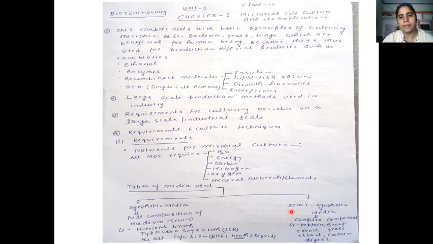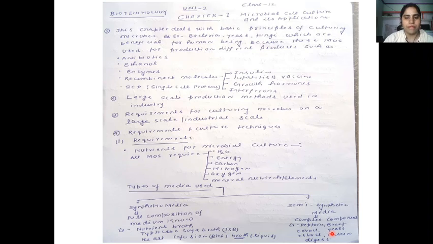Next is the semi-synthetic media. In semi-synthetic media, some complex components are added, such as peptone, beef extract, yeast extract, and casein digest. So these are the different things, chosen on the basis of the requirement: which type of product we want to produce in the industry, which microbes we are using, and what the nature of those microbes is.